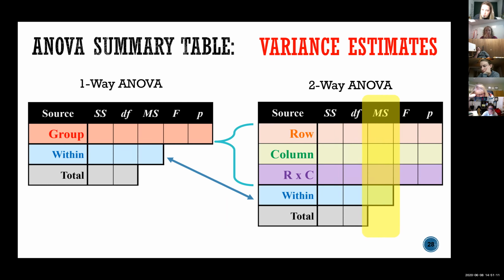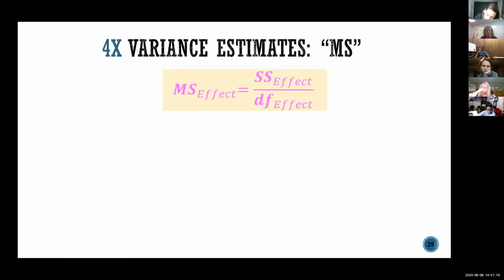All right, so if we know how to find the sum of squares and we know how to find the degrees of freedom, how can we get mean squared? Mean squared is sum of squares divided by its degrees of freedom. That is like an internal truth for ANOVAs. You can get a mean squared for anything by taking its sum of squares and dividing by its own degrees of freedom.